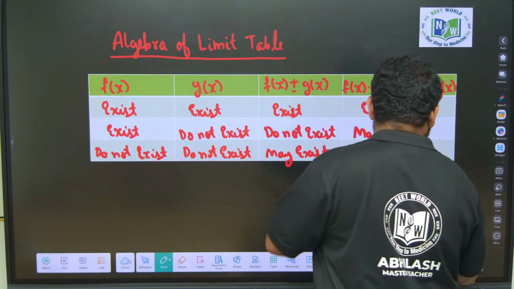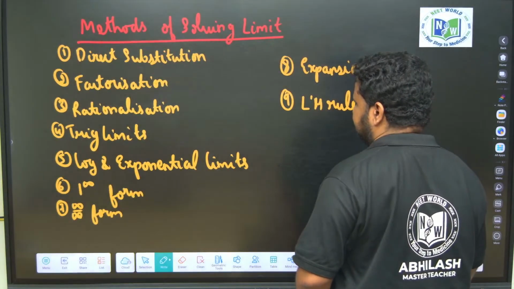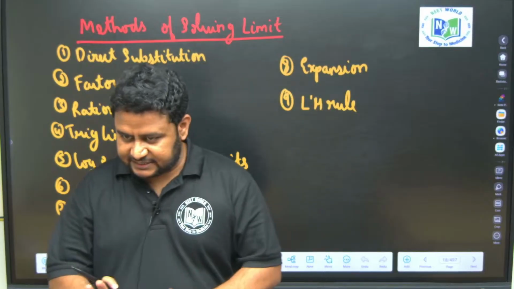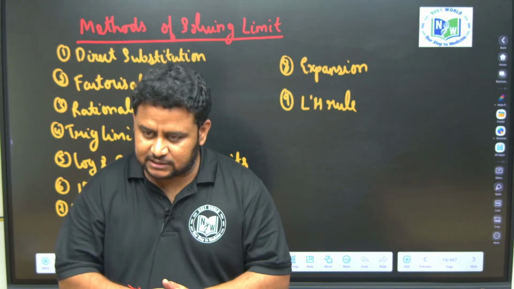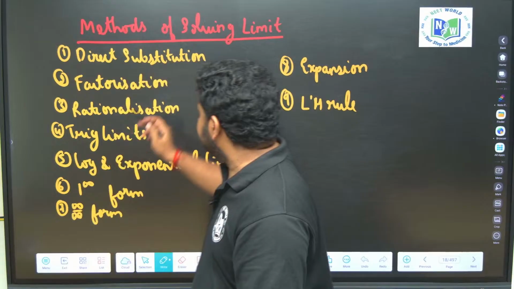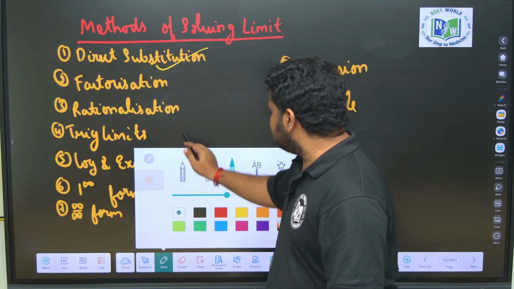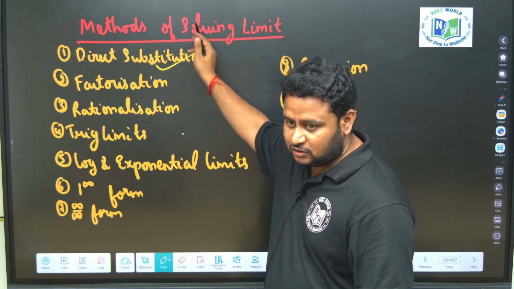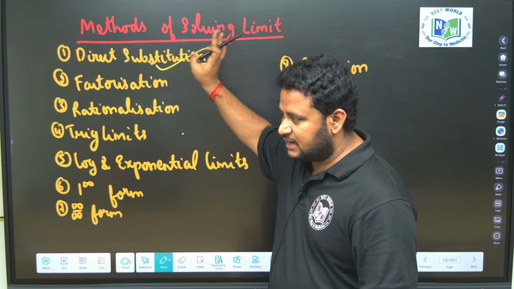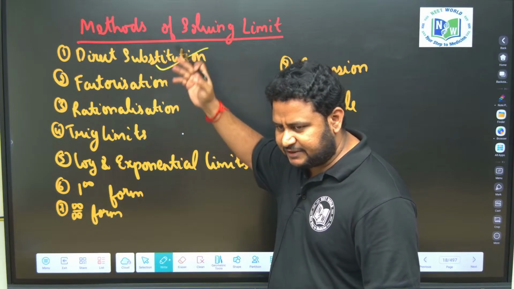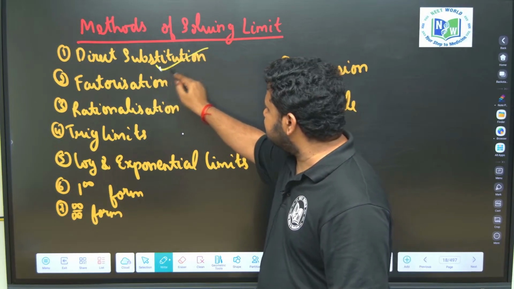This one I will tell you later, no need to worry about it now. This table will help you in this thing. I told you when we get the indeterminate form, we have to use various methods to solve the limits. One is direct substitution. If you are getting the answer directly, that is no problem at all for us. We solved some questions where we got 4 as the answer, where we got 0, and where we got infinity. So direct substitution is one method.